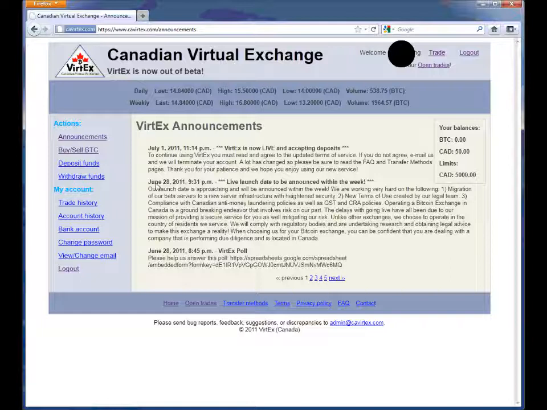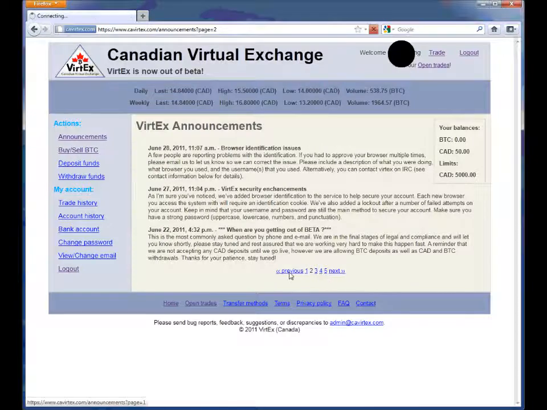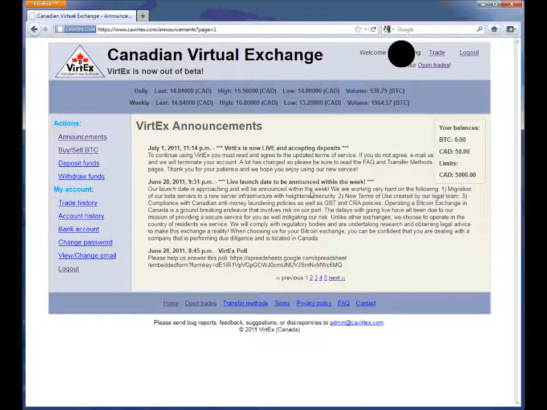Alright, so here we are at the trade screen. You'll notice that right away we see announcements. Many people skip through these, but they're pretty important announcements. You can page through them one by one, and I suggest you keep up to date and read about them. Okay? But let's just go right in and buy a Bitcoin.